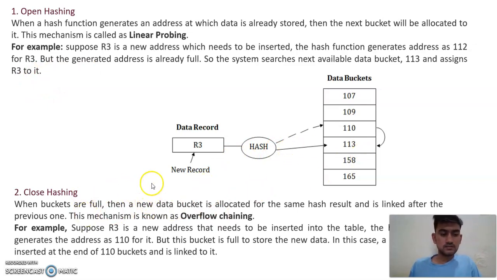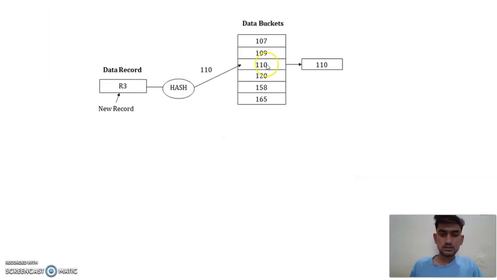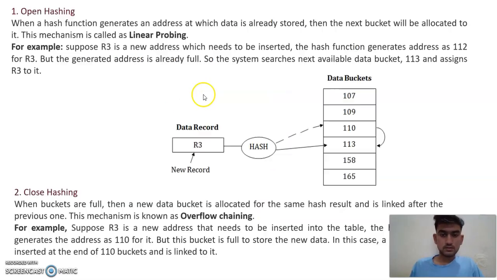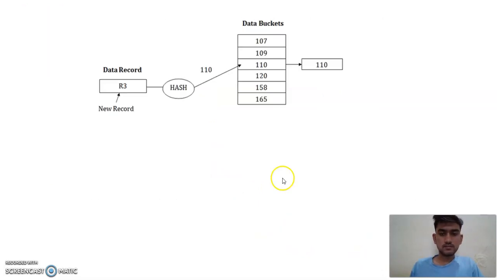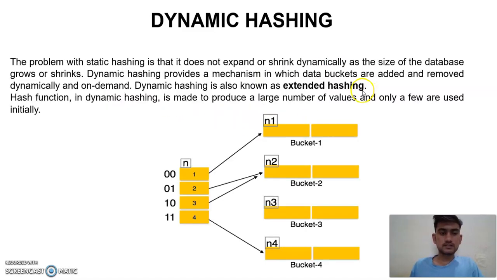In closed hashing, when a bucket is full, a new data bucket is allocated for the same hash, resulting in links. For example, suppose R3 is a new address that needs to be stored in a table. The hashing function generated the address 1110 for it, but the bucket is already full. In this case, a new bucket is inserted at the end of the existing one. See, two buckets are linked together for storing, and R3 will be stored in the new bucket.